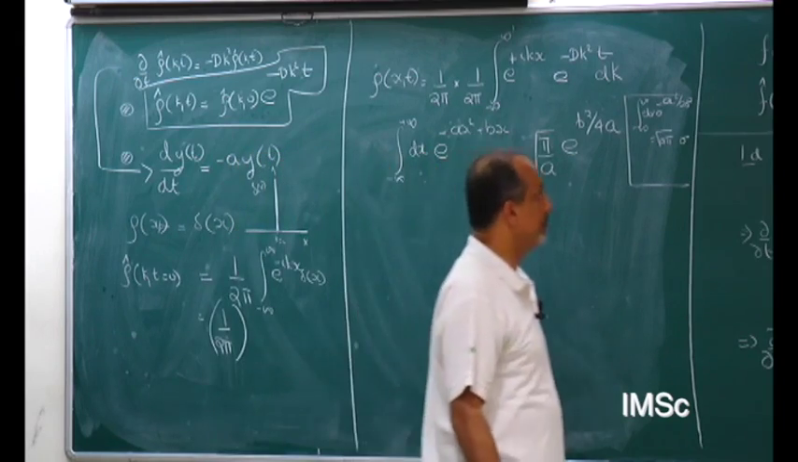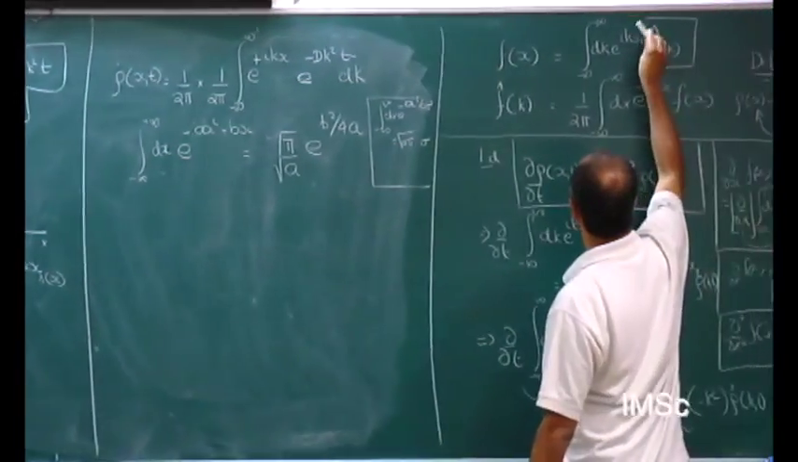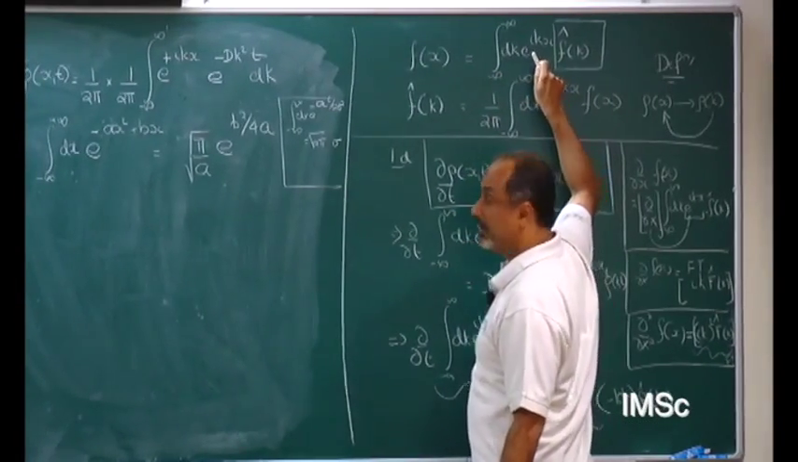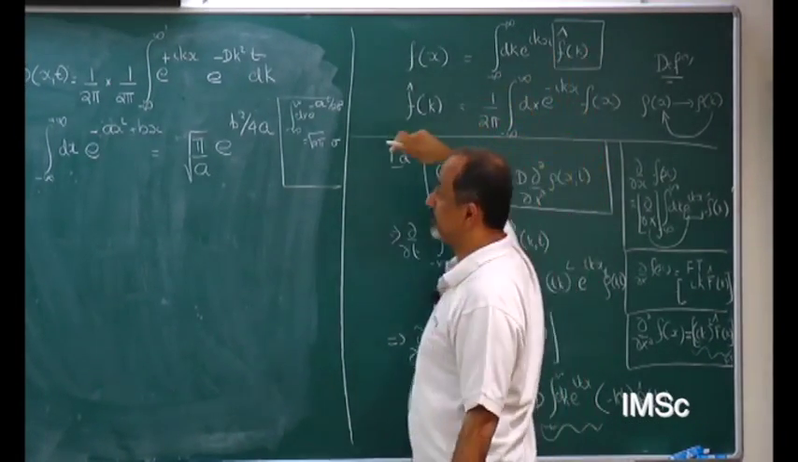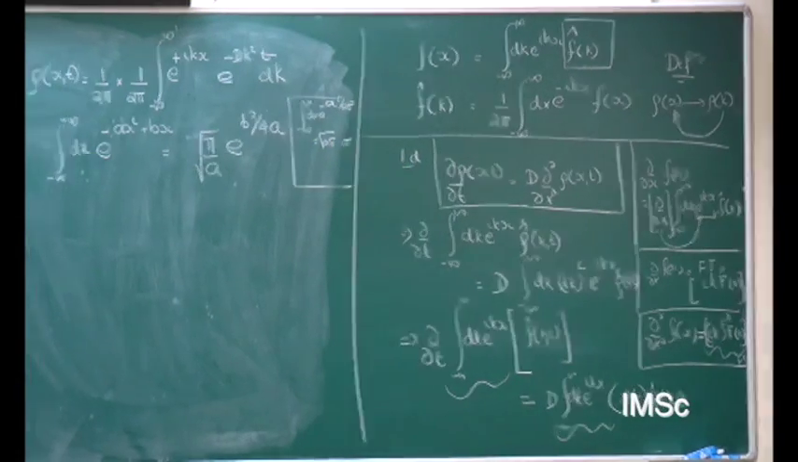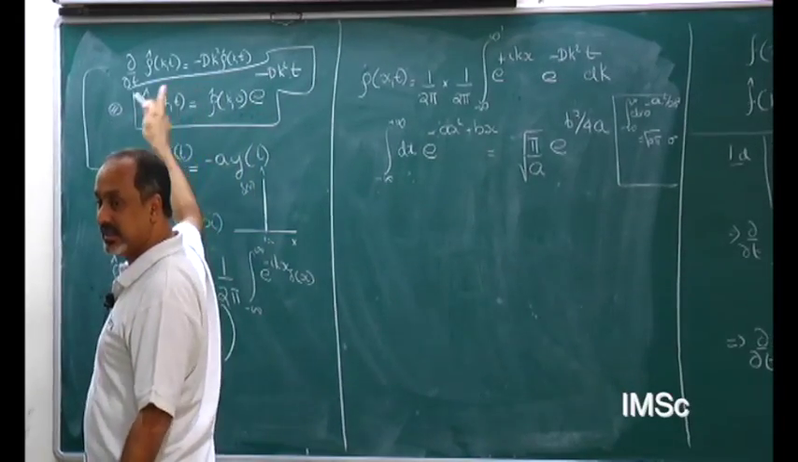Yep. So if I have some function of k, f hat of k, I can get to f of x by doing this particular operation. So now I have to ask, what is my f hat of k? Well, my f hat of k now is a function here, which also depends upon time, but it depends upon time in a simple way. I'm only interested in the k dependence.